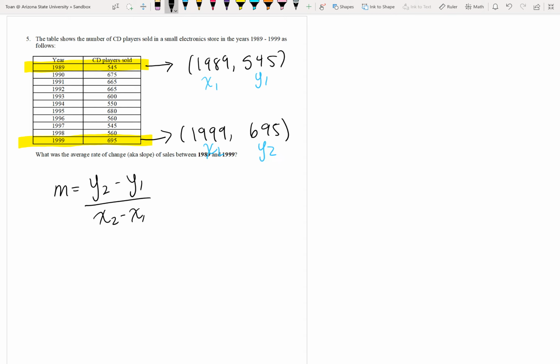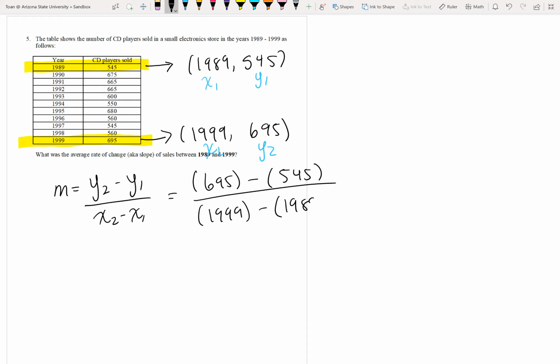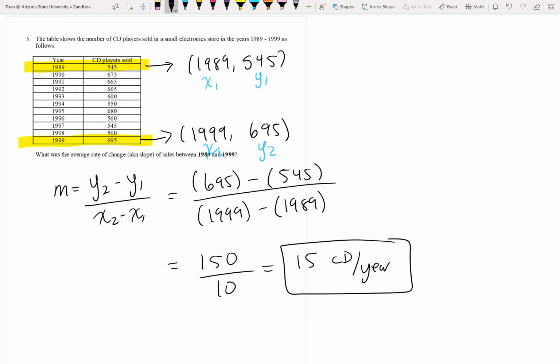And then all it is is plugging the numbers in. y2 is 695 minus y1 is 545 over x2 is 1999 minus x1 is 1989. So that is going to be 150 over 10. So the average rate of change is 15 CDs per year. I'm not sure if it's CDs or millions of CDs, but the average rate of change is 15.